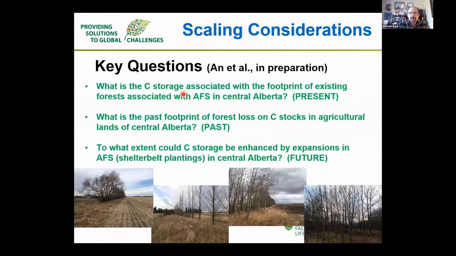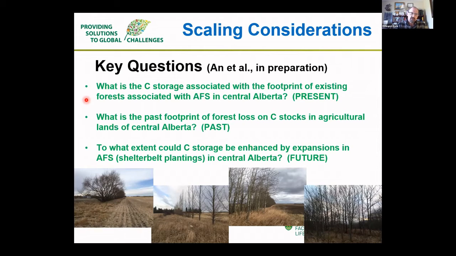Okay, so some of the key questions I want to address here: the way to think about it is I'm going to give you a snapshot of the present and then also talk a little bit about the past and the future. We can phrase this around three different questions. One of them is, what is the carbon storage associated with the footprint of existing agroforests? So what's out there right now at this point in time. Another way to look at this is to go backwards and say, if we look at the dynamics of forest change, specifically forest loss, what have we actually lost in terms of carbon stock? I'll give you an answer to that as well.